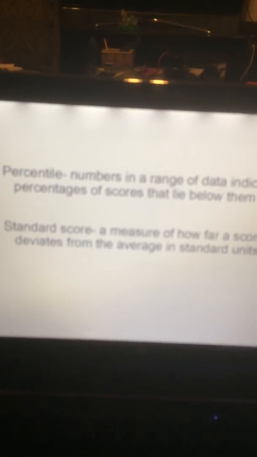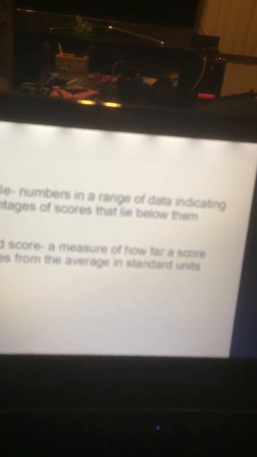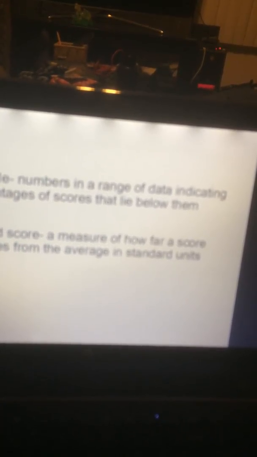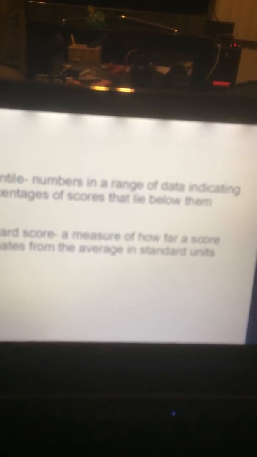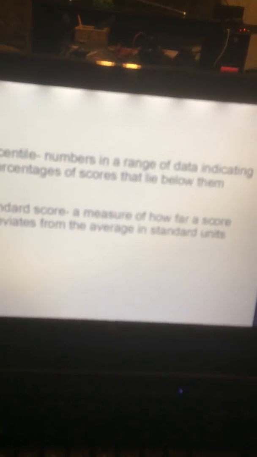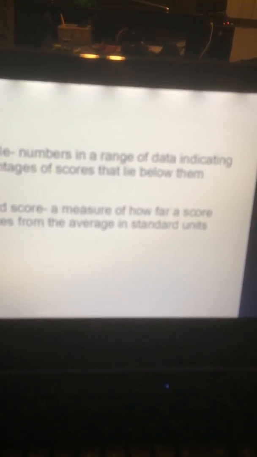Y'all, this is really complicated, so I'm just going to explain it as simply as I can. Standard scores are basically your standard deviation, but they talk about how the score is related to the standard deviation. Let's say the standard deviation is 15, so if you score 115, you're one standard deviation above the mean. That means your scores aren't very typical. You didn't do very well.